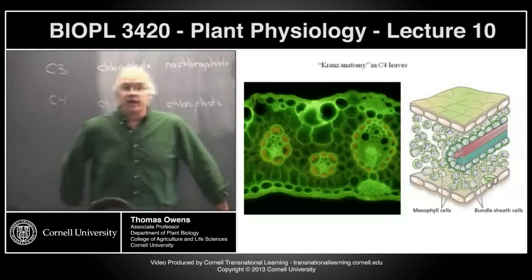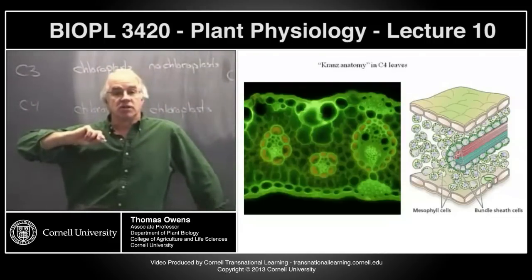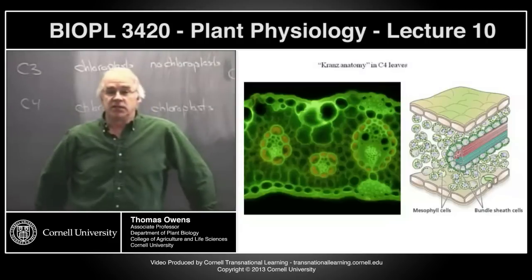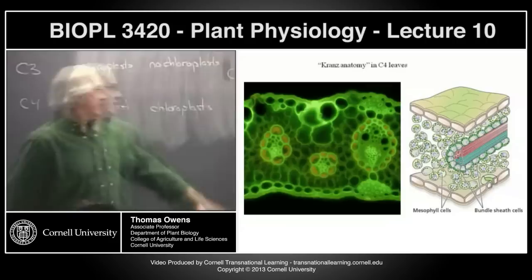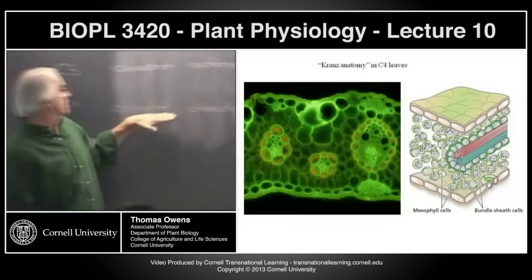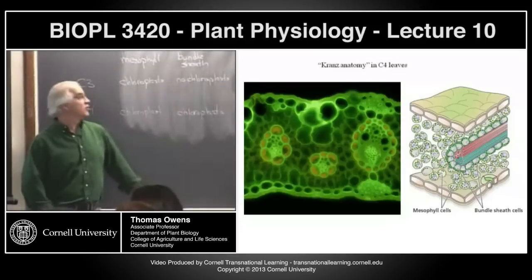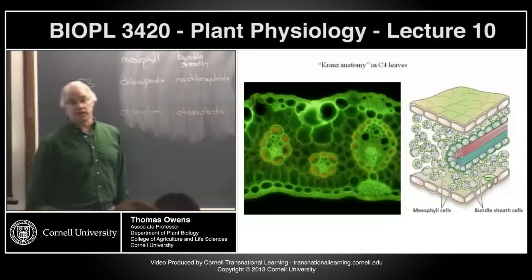It's a ring, yeah. So this very distinctive ring of cells shows up around the vascular tissues in C4 plants, but not in C3 plants. So there's some anatomical difference here that goes to the level of the fact that there are chloroplasts in both mesophyll and bundle sheath cells in C4 plants and not in C3 plants. But it goes a lot farther than that.